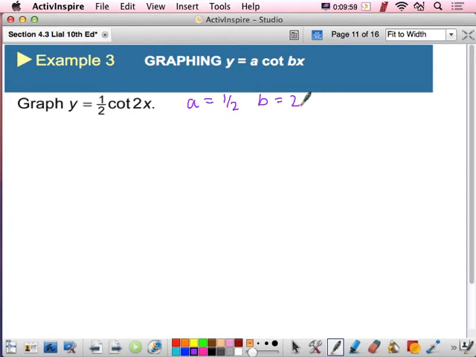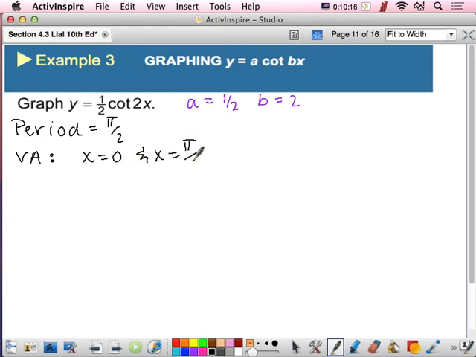So let's talk about how that affects our period. Our period is pi over b. So it's actually going to be pi over 2. And our vertical asymptotes for cotangent graphs are always x equals 0 and x equals pi over b. Well, if you notice, pi over b is also the period, so some people just memorize it for cotangent. They are 0 and the period. So that's pretty easy. So there are our vertical asymptotes, and we can build our table from those.